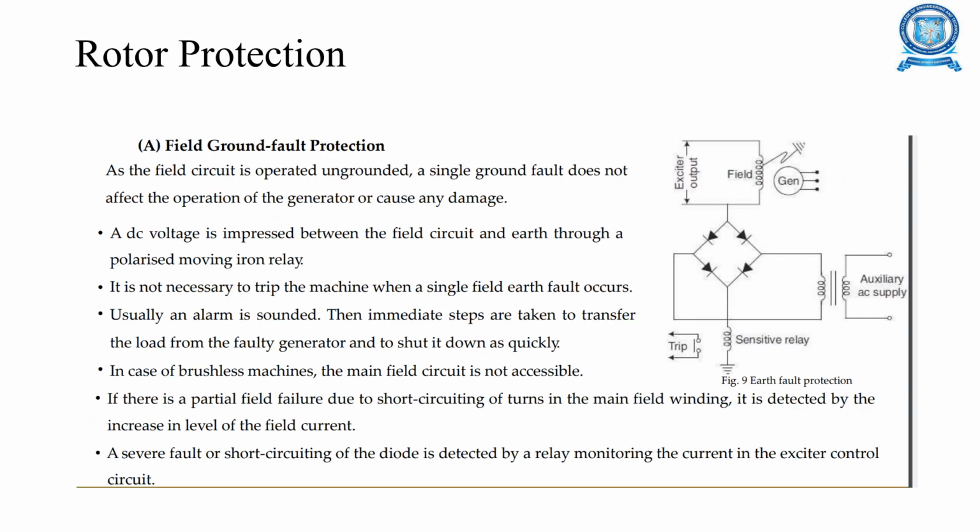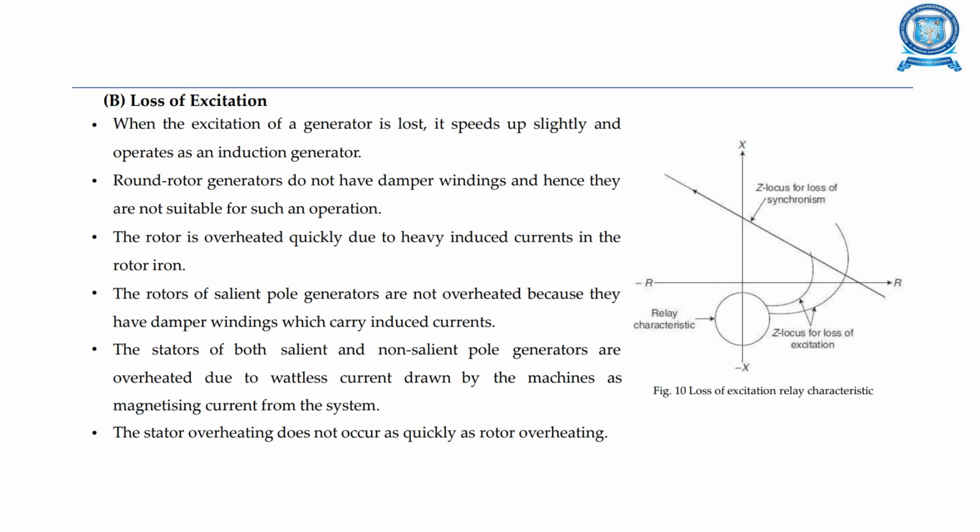This is the rotor protection. Here is field ground fault protection. A DC voltage is impressed between the field circuit and earth through a polarized moving iron relay. In case of brushless machines, the main field circuit is not accessible. So a severe fault or short circuiting of the diode is detected by a relay monitoring the current in the exciter current control circuit. Loss of excitation.